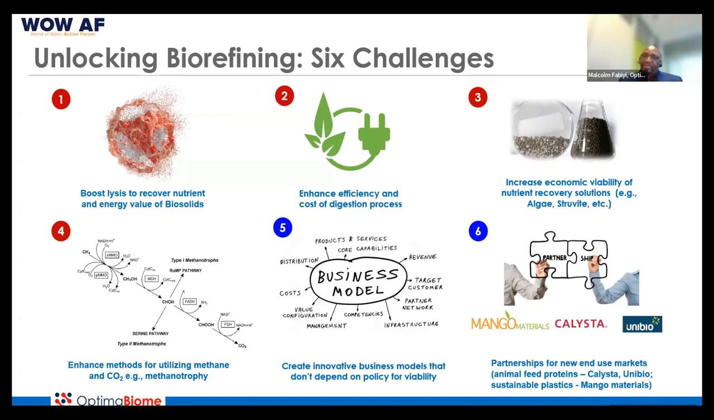How do we take products like methane, products like CO2, that right now, in some cases, are wastes, they are flared? How can we take them and turn them into bioplastics? How can we turn them into new biofuel sources?